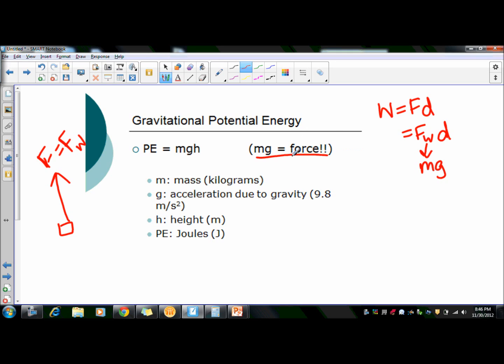The force involved is equal to the weight of the object. So mg is the force. The distance vertically has a specific name: height. So force times distance. In this equation, m is the mass in kilograms, g is the acceleration due to gravity, which, just like with weight, we're going to use as positive 9.8. h is the height, and PE is the potential energy measured in joules.